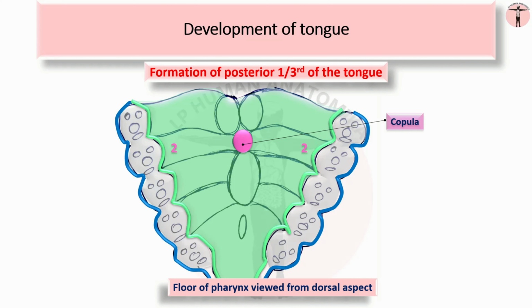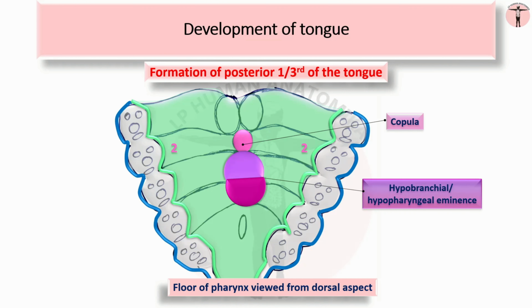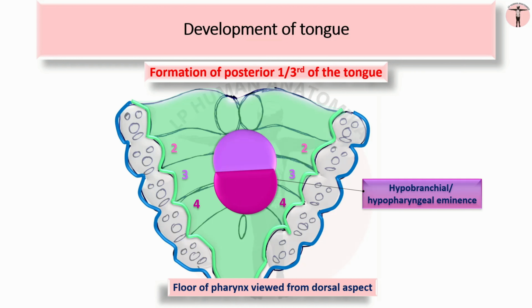Caudal to the copula, another eminence called hypobranchial or the hypopharyngeal eminence, which is formed by mesoderm of the 3rd and 4th pharyngeal arches. With further development, the hypopharyngeal eminence overgrows the copula and the copula will disappear. The rostral part of the hypopharyngeal eminence develops into the pharyngeal part of the tongue or the posterior 1/3 of the tongue.